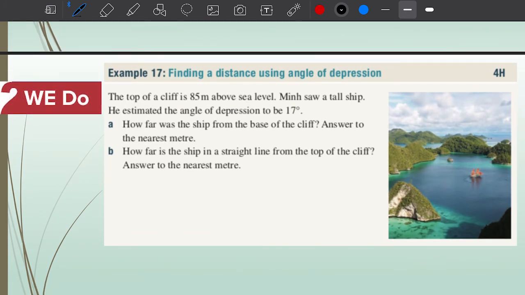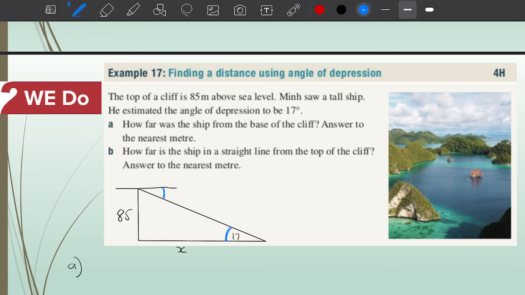Right, here we have another example where we're standing on the top of a cliff. We have a boat out to sea, and we want to know how far the ship is from the base of the cliff. The cliff is 85 meters. We have an angle of depression of 17 degrees. So that means, remember, that it's not this angle that's 17 degrees, it's this angle or this angle that's 17 degrees. And we want to find the distance to the ship.